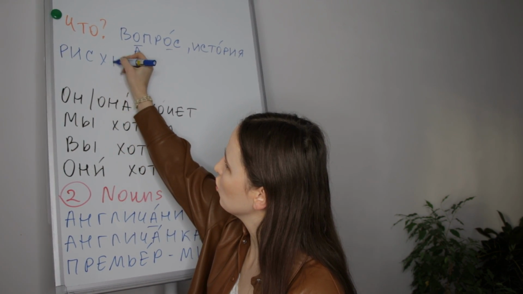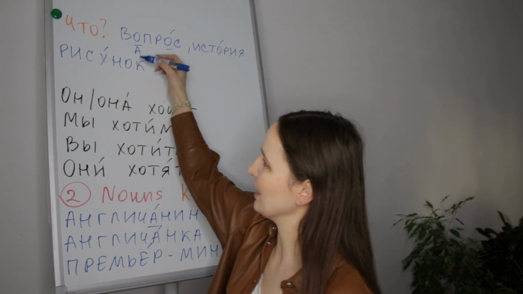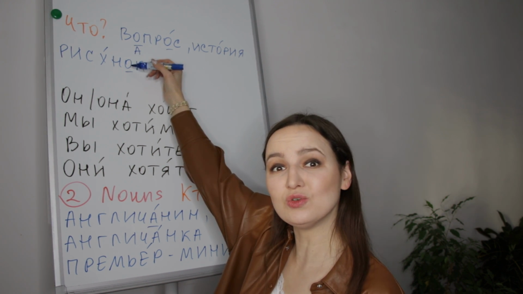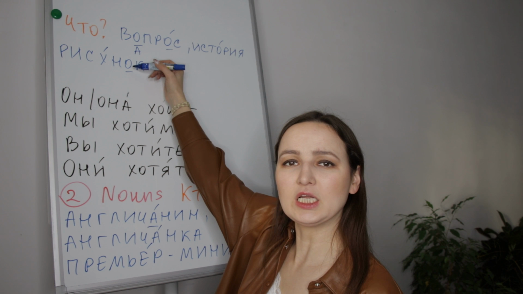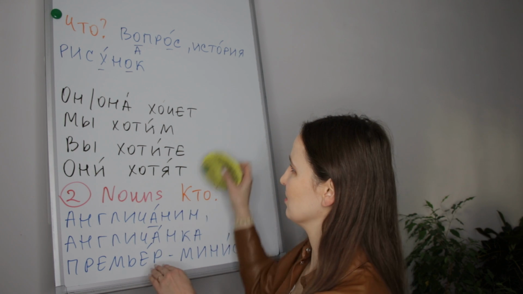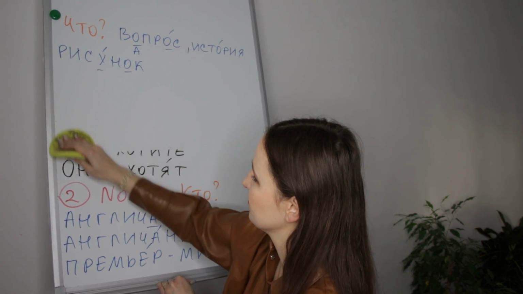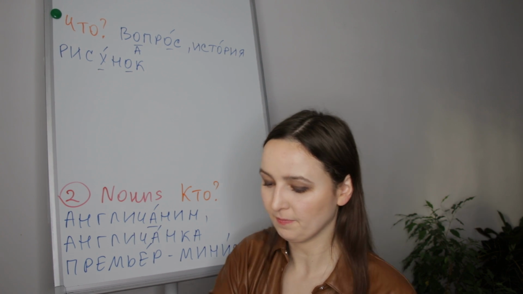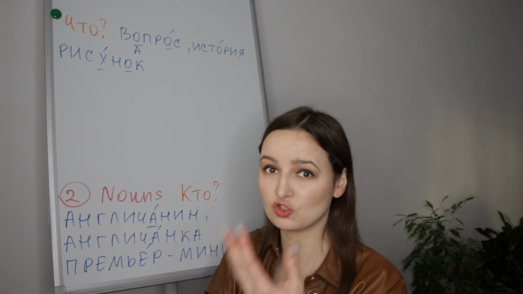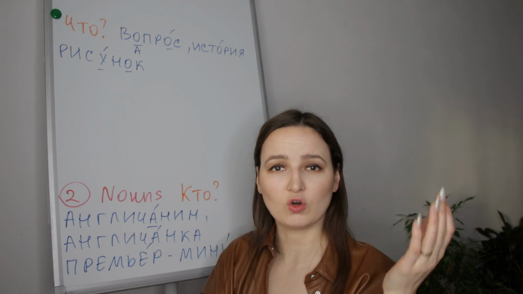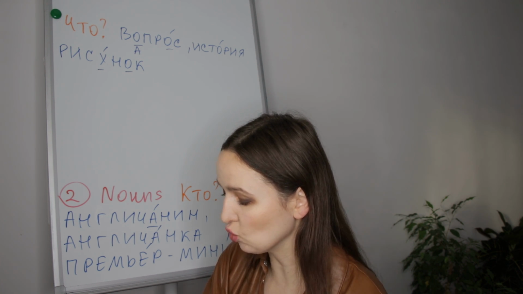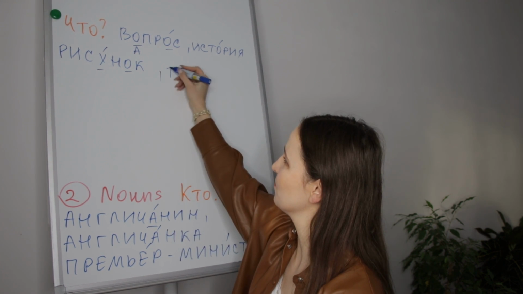Рисунок. Do you hear how I pronounce this O as A? Because it's not stressed, it will be reduced. Рисунок. Да? And O is stressed. Stress is very important in Russian language. Рисунок is a drawing. Picture that was painted or drawn. Да? И последнее слово текст.